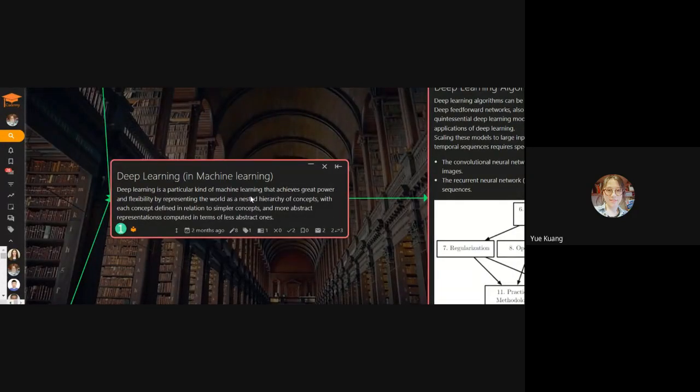Hello, this is Kwang. In this video, I'd like to walk you through all the existing nodes I have proposed for our deep learning map on One Academy. So let's start with the first node here.